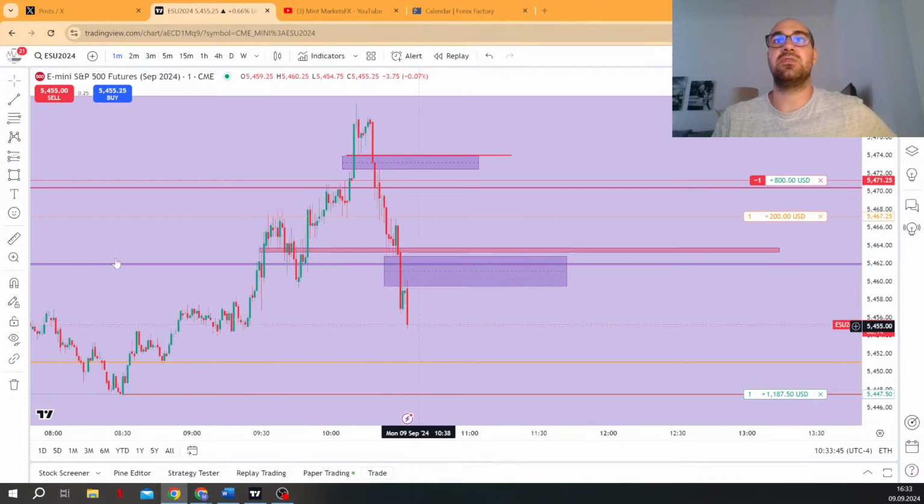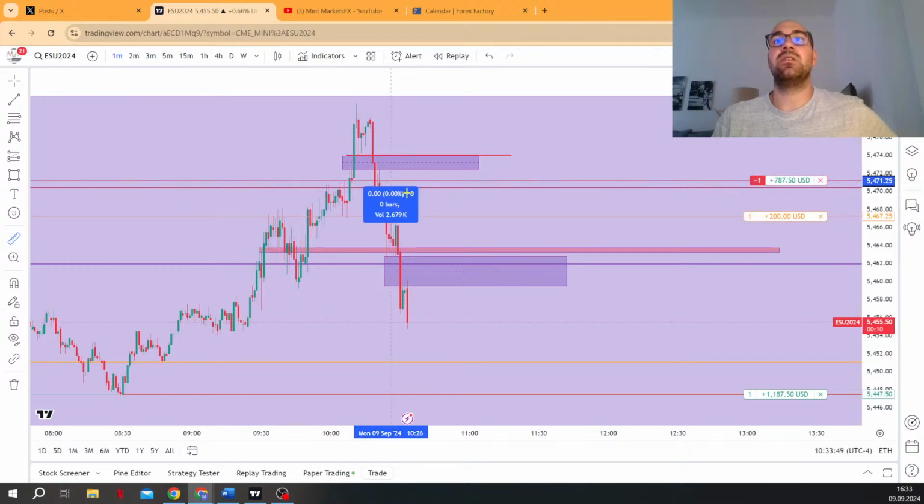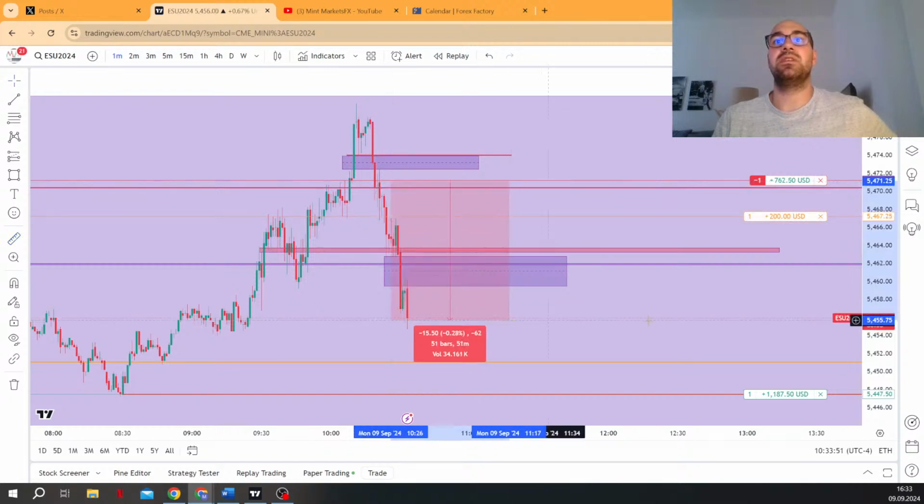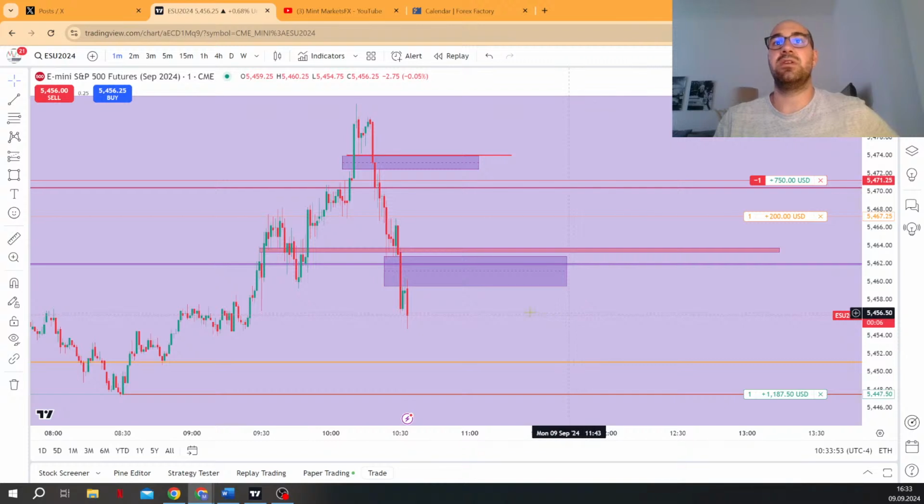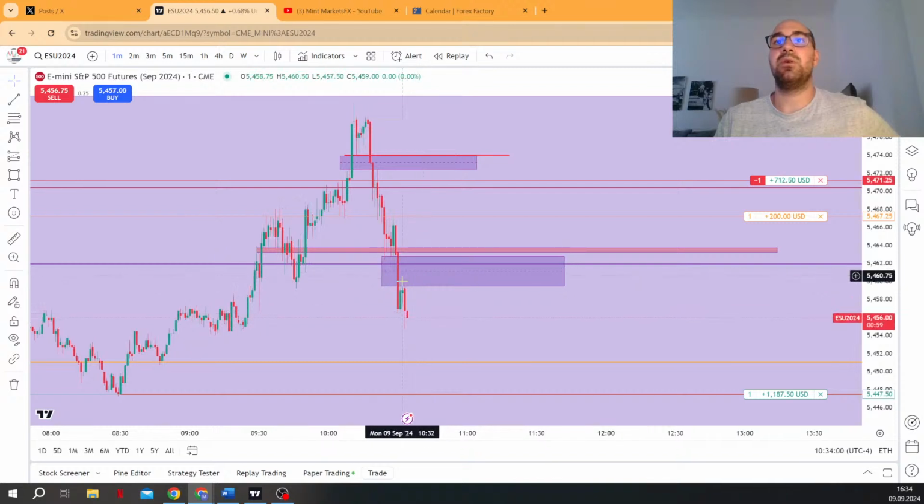Nice. And so far we go lower from the entry here. We have already 15 handles in the S&P. That's very nice. We have taken out the low here. So far perfect price delivery. It respects this fair value gap here perfectly.